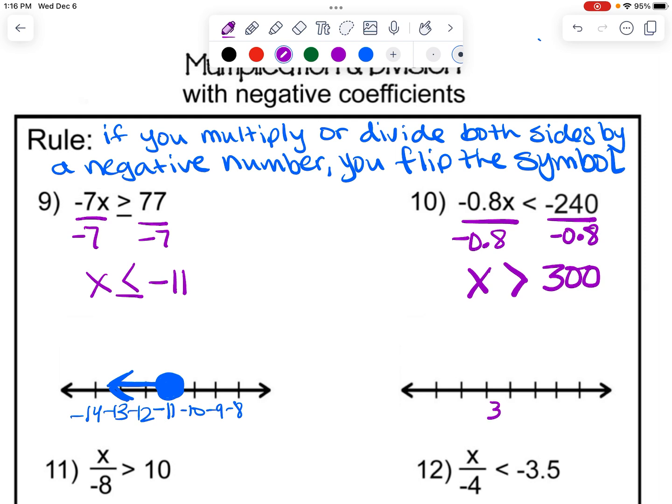So on my number line, I need a 300. I'm going to need an open circle on that 300, and I want to point to the right to show all the numbers greater than 300.